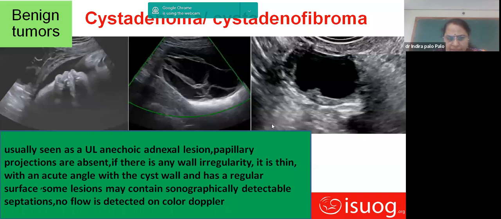If there is any wall irregularity, it is thin with an acute angle with the cyst wall and has a regular surface. Some lesions may contain sonographically detected septation, but there should not be any flow detected in the color Doppler on the cyst wall or on the septum.